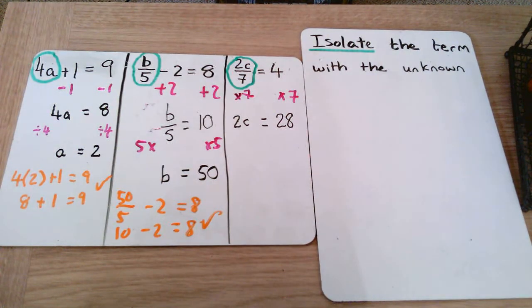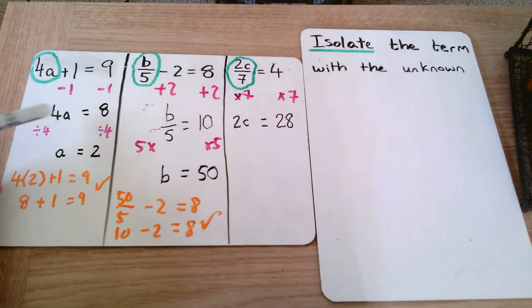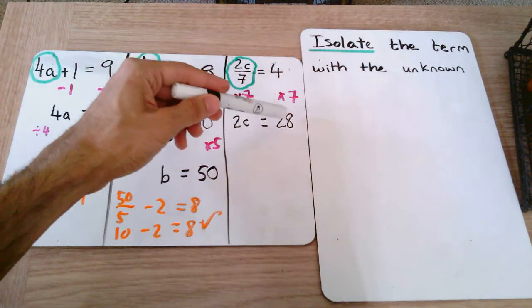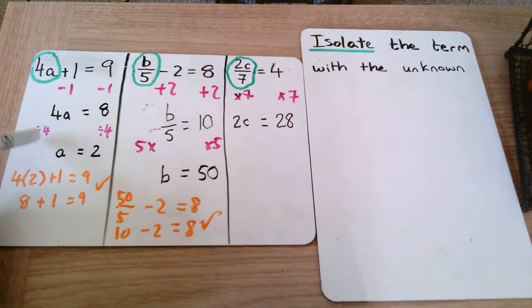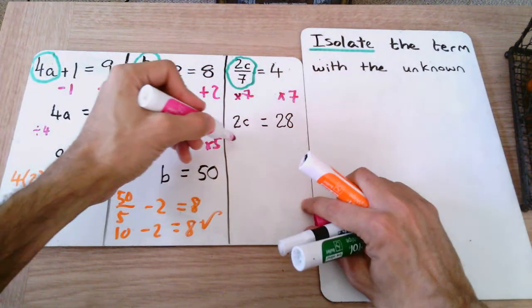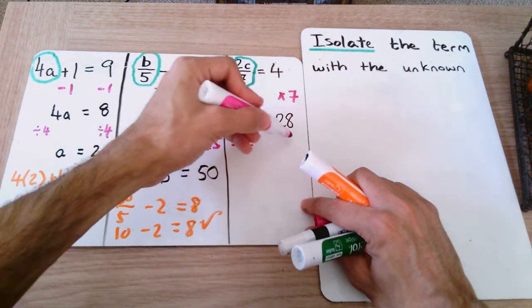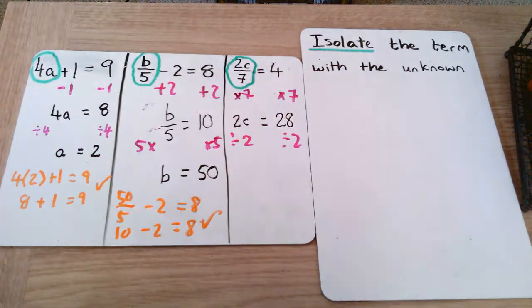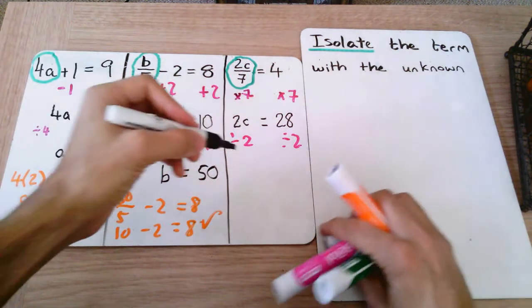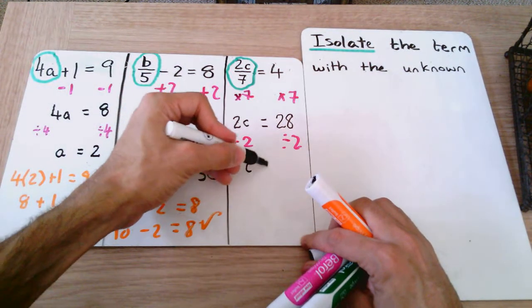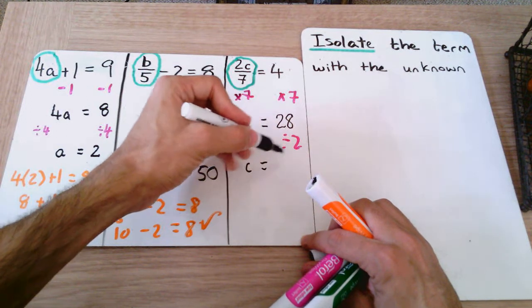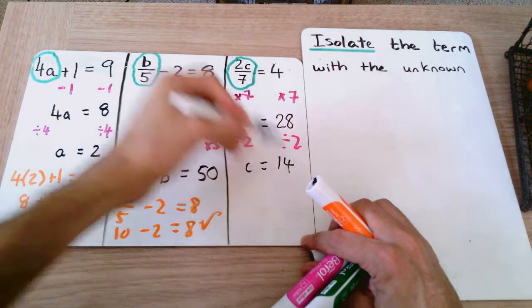And now we're just back to this kind of question over here. 4 times the value is 8. 2 times the value is 28. Here we divided by 4. So here we are going to divide by 2. Divide by 2 and divide by 2. That is going to finish up with a value on the left-hand side equal to c. 28 divided by 2 is equal to 14.